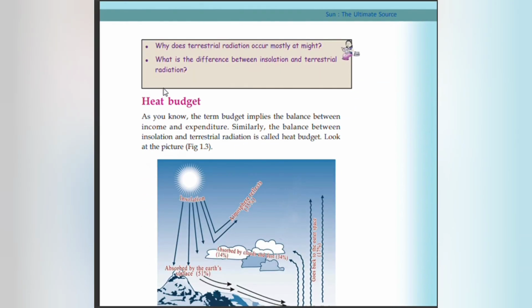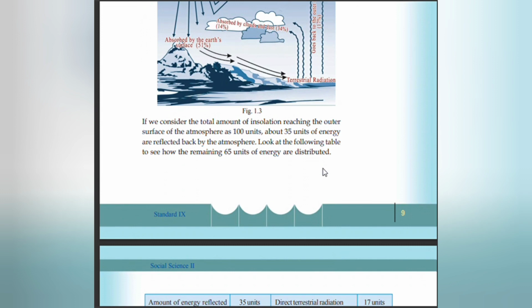Heat budget. As you know, the term budget implies a balance between the income and expenditure. Similarly, the balance between insolation and terrestrial radiation is called the heat budget. Look at the picture. If we consider the total amount of insolation reaching the outer surface of the Earth as 100 units, about 35 units of energy are reflected back by the atmosphere.